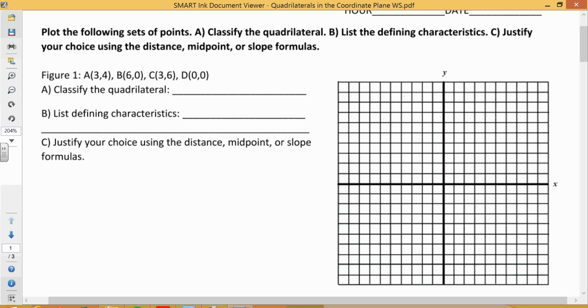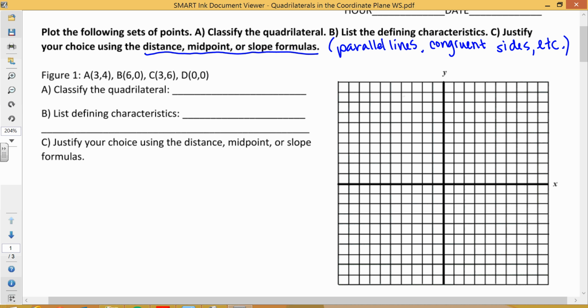Defining characteristics are things such as parallel lines, or you can have like congruent sides, those kinds of things. Okay. And then we're going to justify our choice using the distance, midpoint, or slope formulas. If you do not remember these three formulas, please refer back to your notes, or you can Google it or find it on the internet somewhere.